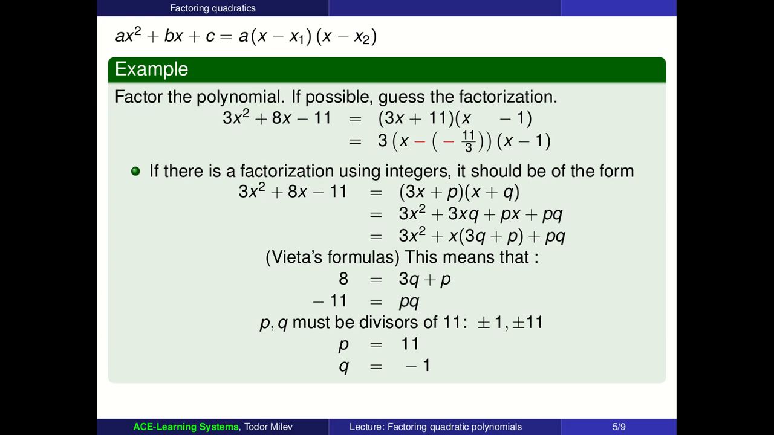Now you'll notice that this trick called Vieta's formula, the trick that I just showed you, is somewhat involved. It requires you to factor numbers and guess divisors and to do quite a few computations. Now, indeed, in practice, this method is faster than the theory, but let me show you how to factor the quadratic 3x squared plus 8x minus 11 entirely following the theory without using the shortcut method that you just saw.